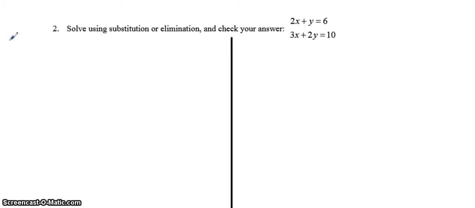With substitution, what you want to do is find a variable that has no number in front of it. So that's going to be this y here. So you're going to take equation 1 and you're going to isolate y, which means you have to subtract 2x from both sides. So y equals -2x plus 6.